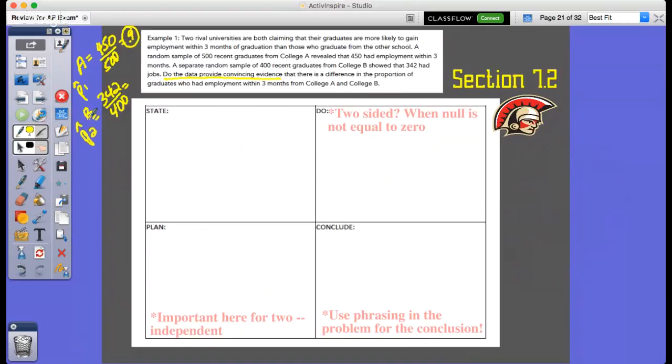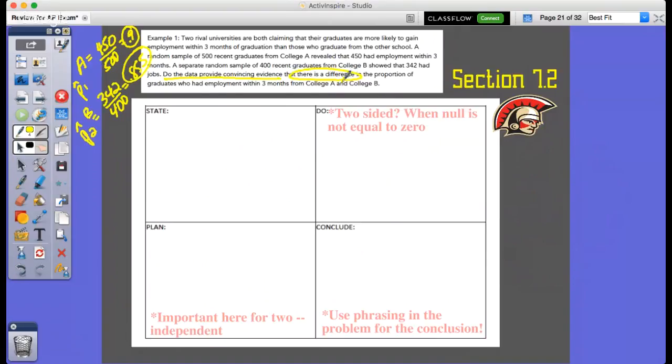So once I plug in 342 divided by 400, let me just get this down on my calculator here. 342 divided by 400. I got 0.855, okay? So I got 0.855. All right. It then says, does the data provide convincing evidence that there is a difference?